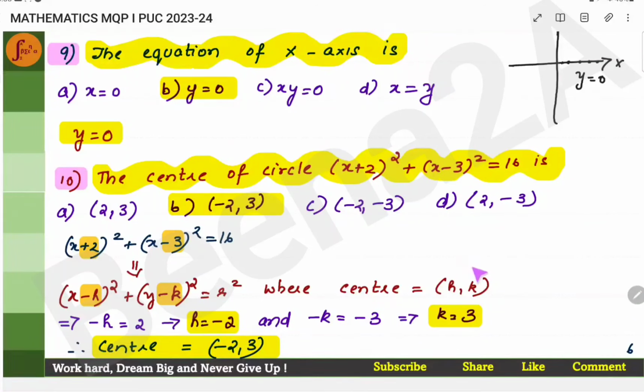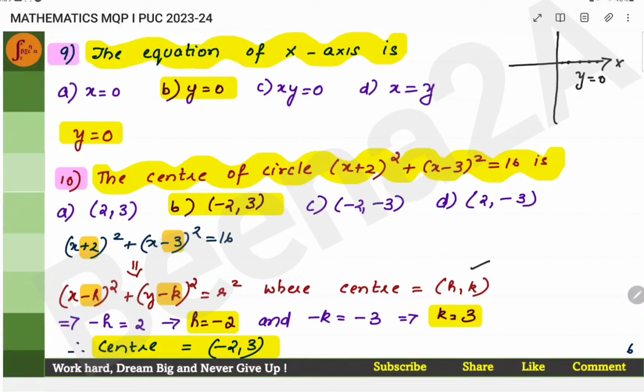See, the center of the circle is given as h comma k, right? The equation is x minus h the whole square plus y minus k the whole square is equal to r square. Now h and k become the center of the circle. So instead of minus h, we have plus 2. And instead of minus k, we have minus 3, right?